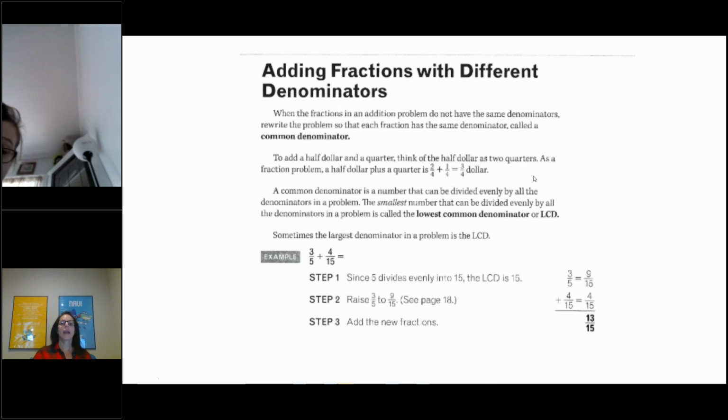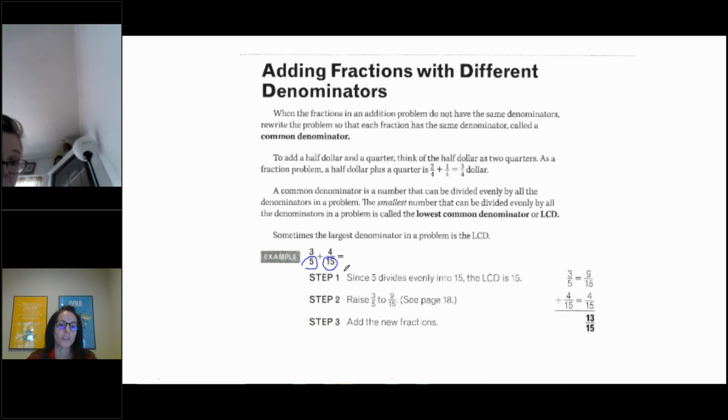Okay, so adding fractions with different denominators. This is taken straight from the packet. When the fractions in an addition problem do not have the same denominators, you have to rewrite it so they do. It's basically all they're saying. So in this case, they're having us add 3/5 plus 4/15. And one of the denominators is 5, and one of the denominators is 15. You can't add those together because the denominators are not the same.